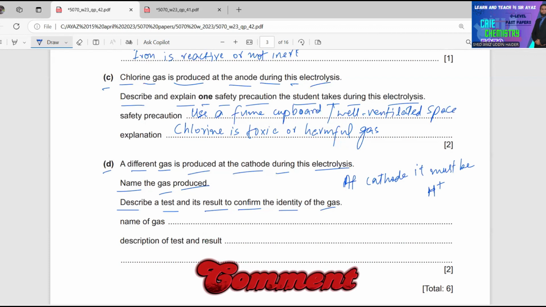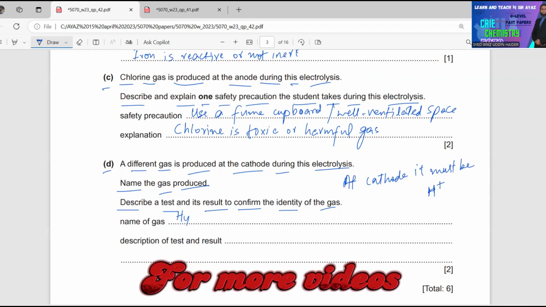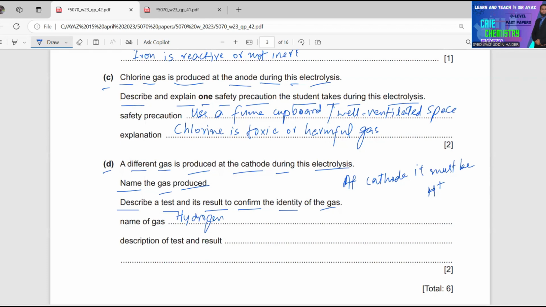Or you can quote ease of discharge or difficulty of discharge, like H positive ion have low difficulty of discharge or high ease of discharge as compared to Na positive ion. So you will definitely get the hydrogen gas produced at cathode. H positive ion will gain electron and produces hydrogen gas. So you write hydrogen gas. Description of test and result, it pops with the lighted splint.